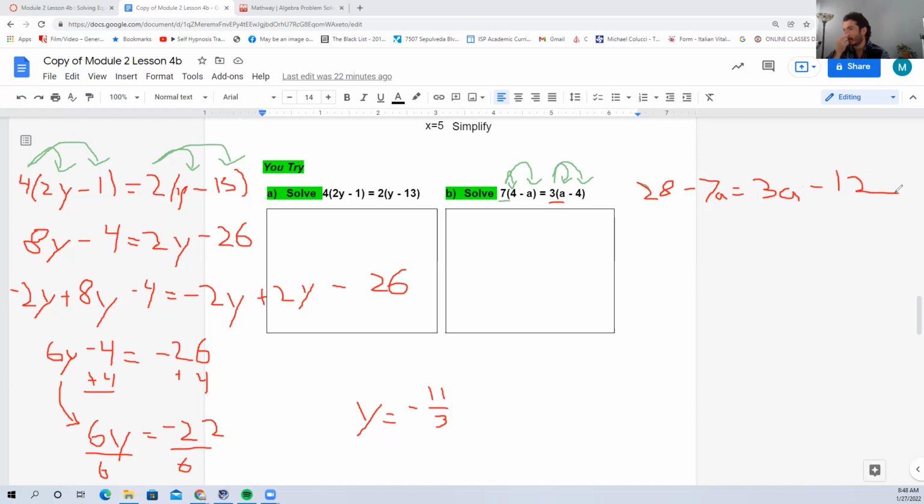Okay, again, I'm going to just hop in and work vertically here. So the last time we ended, let's look at what happens when we have a negative variable. So I'm going to subtract 3a from both sides.